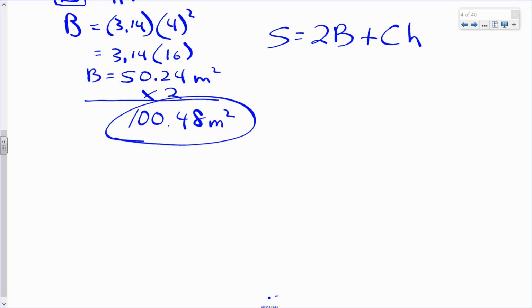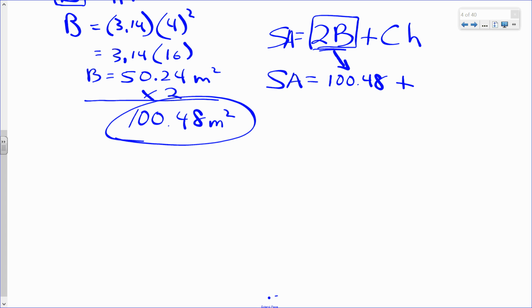So far in our formula, we've already covered this part here, the 2B. So the surface area should be the same. Surface area is 2 times the area of the base. We just got 100.48. You guys with me? We just figured this part of the formula out.